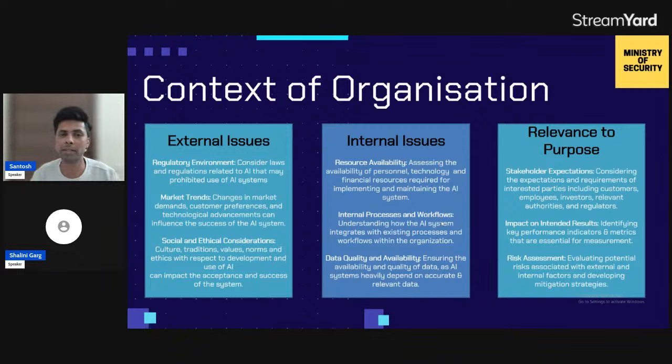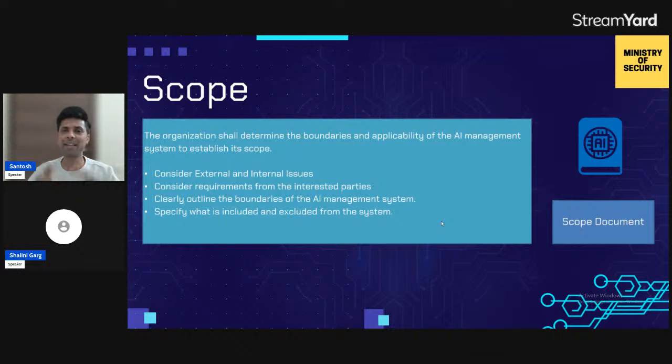You can put it in an Excel sheet: your external issues, internal issues, relevance to purpose, and how you intend to implement all these measures to address all these issues. That is what you can find in the first document, the context of organization.